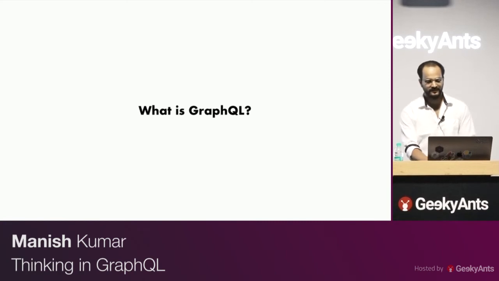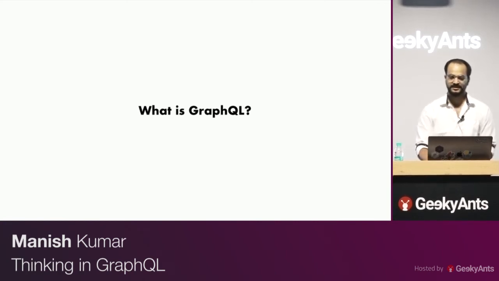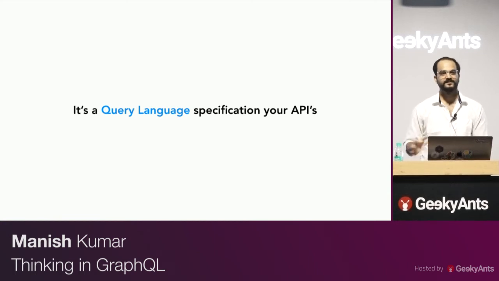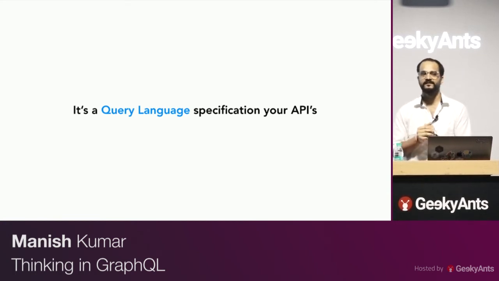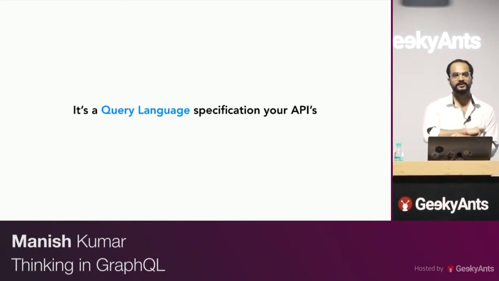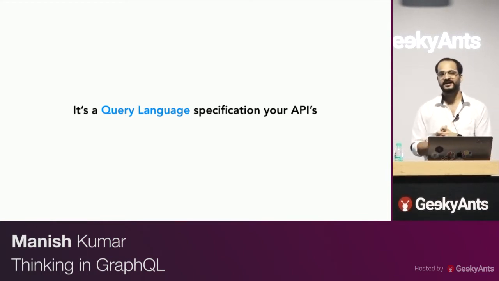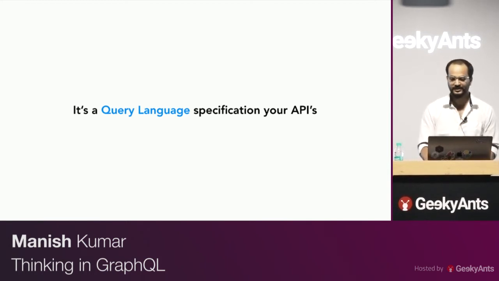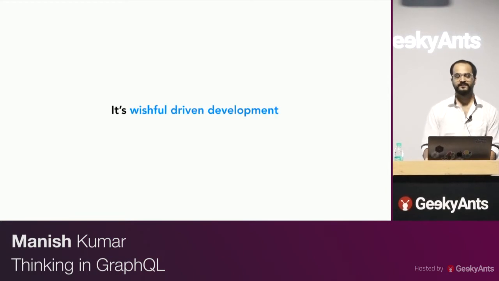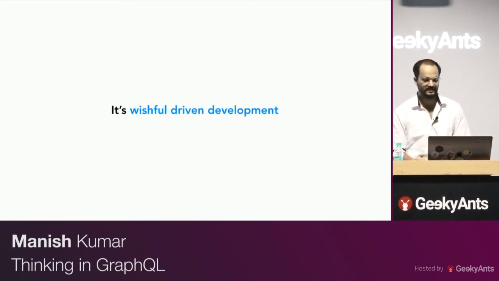So just a little refresher around GraphQL. It's a query language specification for APIs, solving problems around underfetching and overfetching, inverting the control to the client, strongly typed, giving you free documentation, all those things, right? But I'd like to call it wishful driven development. Why would I say that?